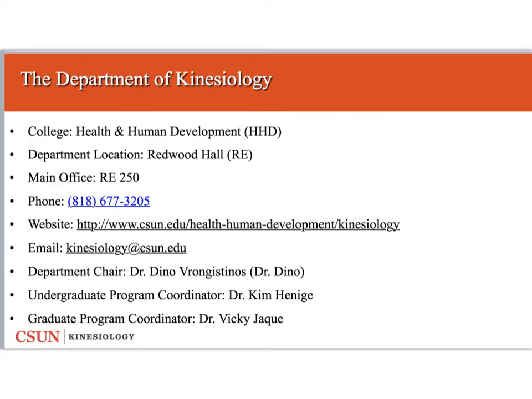This is some basic information about the department. There are 9 colleges within CSUN, and the Department of Kinesiology is part of the College of Health and Human Development, so you will hear HHD a lot. We are physically located within Redwood Hall. Our main office is in room 250. This is our phone number. This is our website. This is our email address.